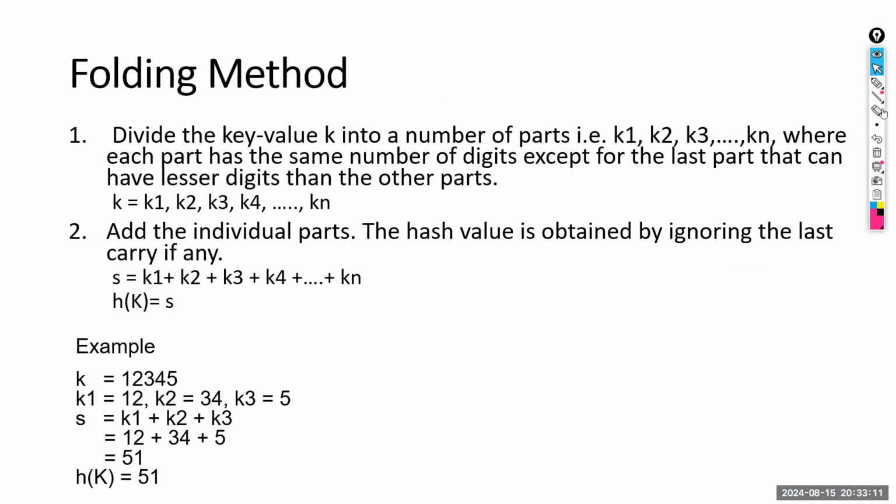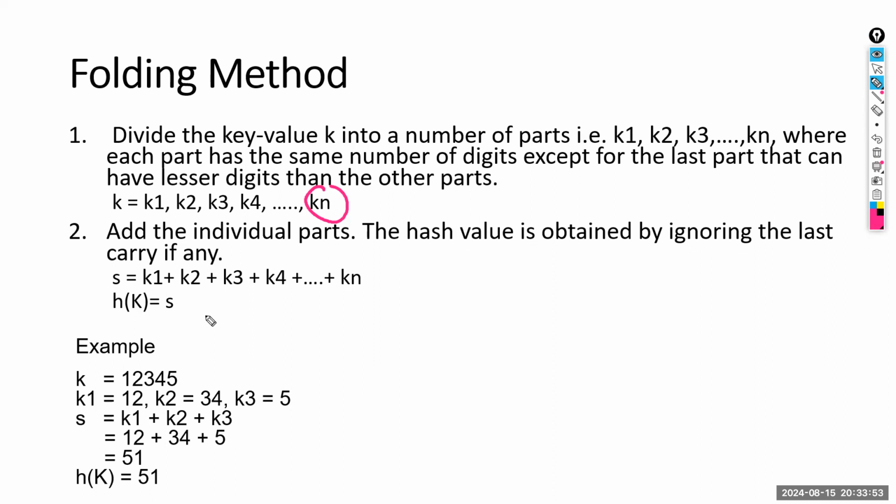So in the folding method, you divide the key, key meaning basically your data, into a number of parts like K1, K2, K3, Kn, where each part has the same number of digits, that means fixed width, except for the last part, because your data is variable size. Therefore, the last part may have fewer digits. That is natural. Then you add the individual parts. The hash value is obtained by ignoring the last carry, if any.